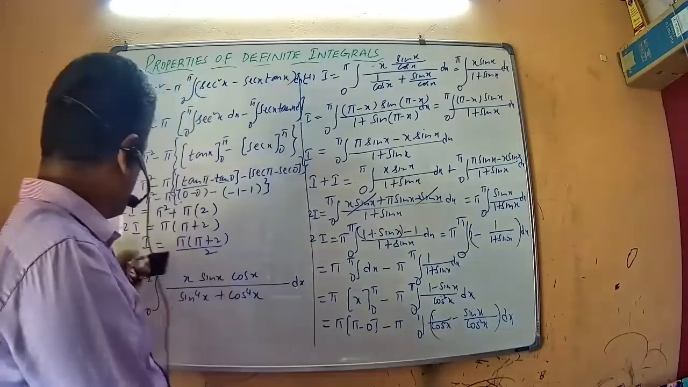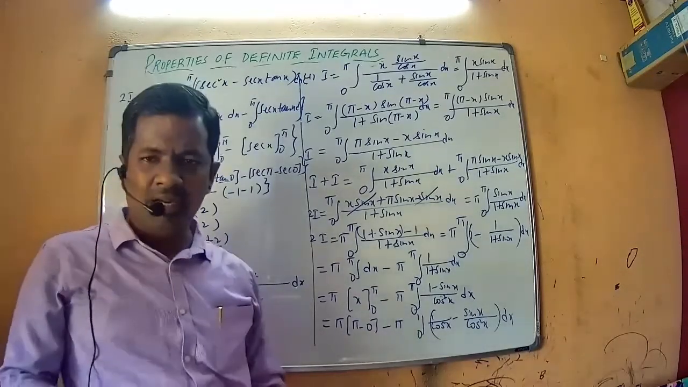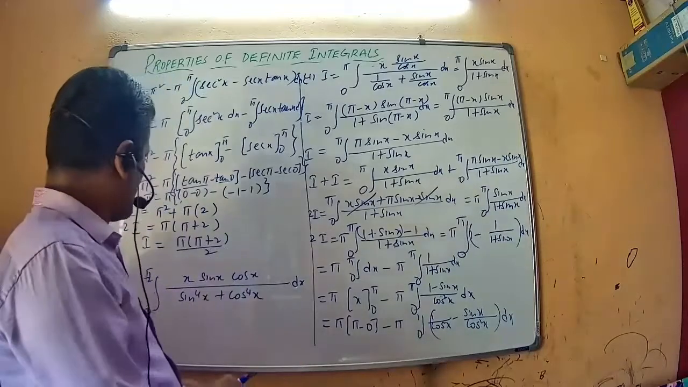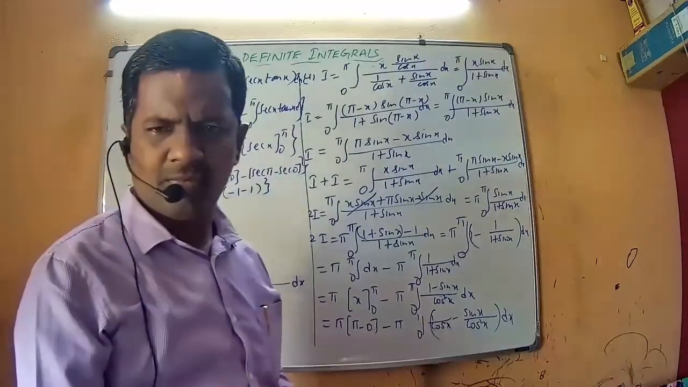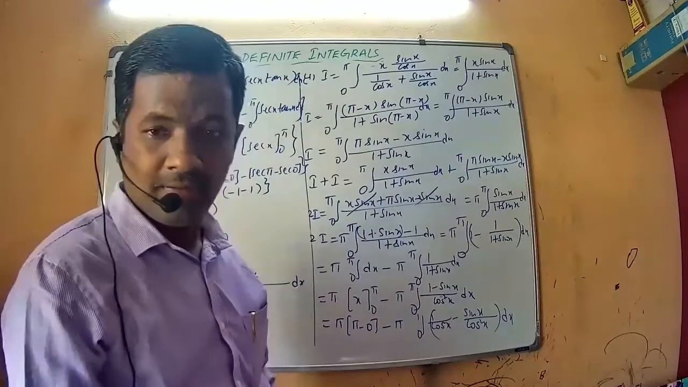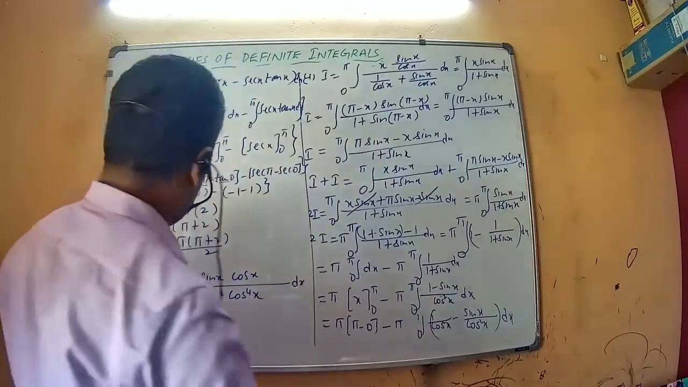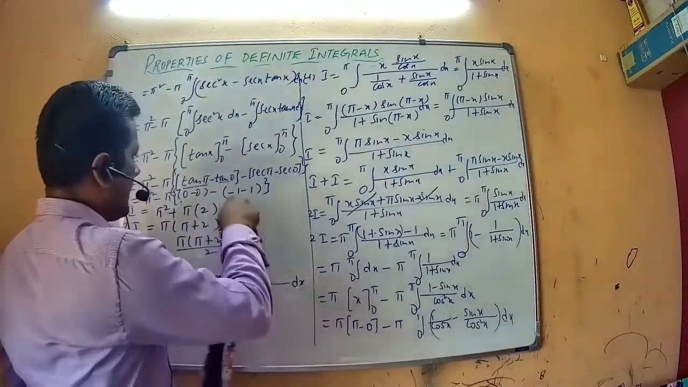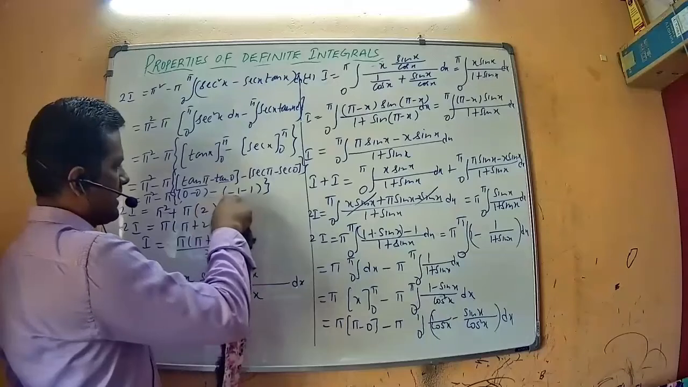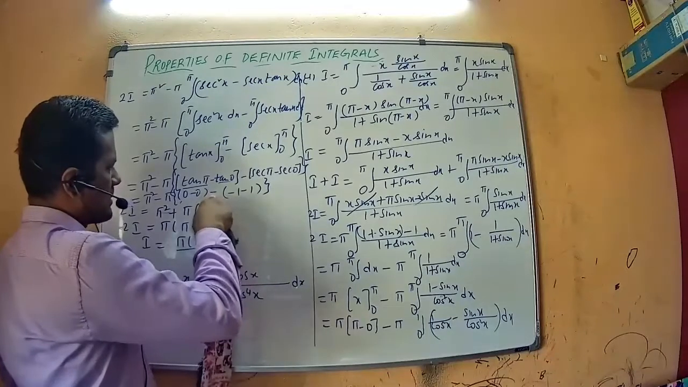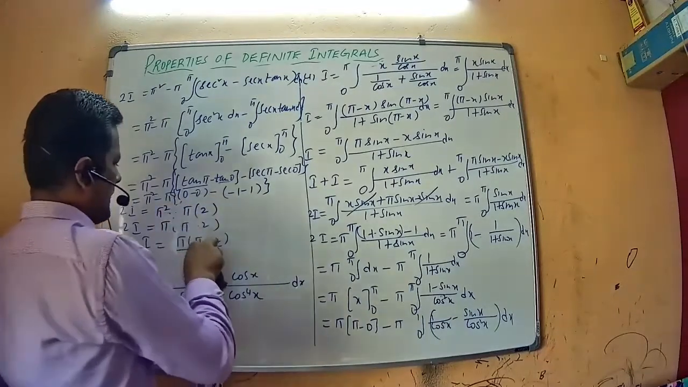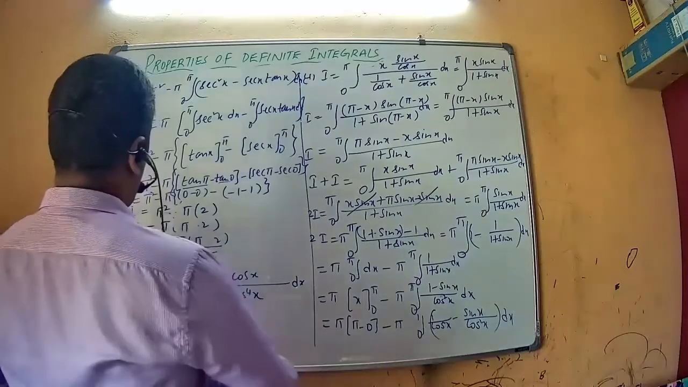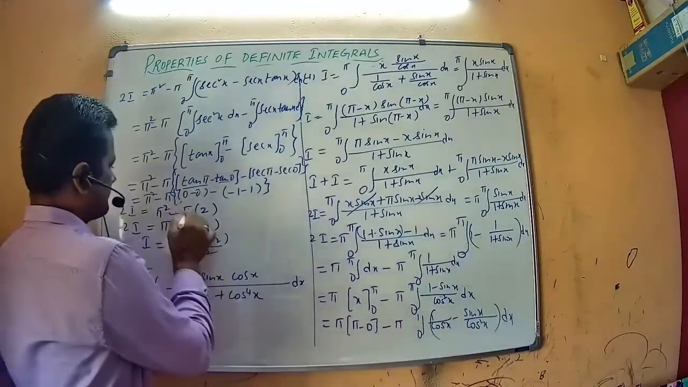In the final step, taken pi common. I want the value of I. So I is equal to pi into pi plus 2 by 2. Here minus 1 minus 2, minus, so plus 2, outside minus is there. Here you'll be getting pi into pi minus 2.